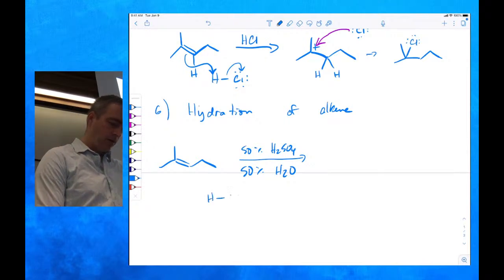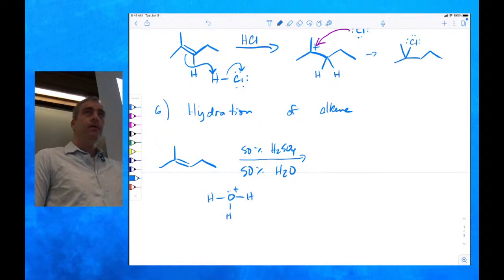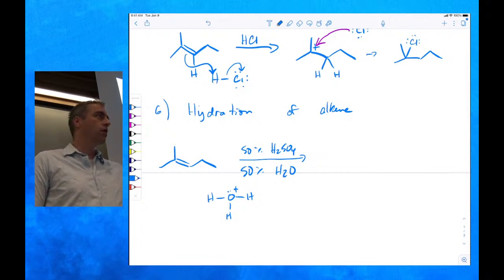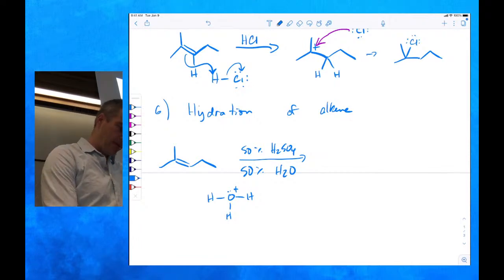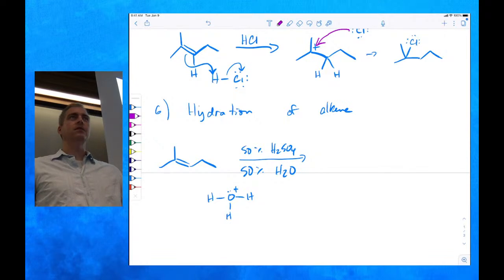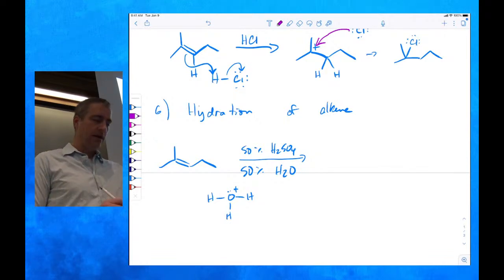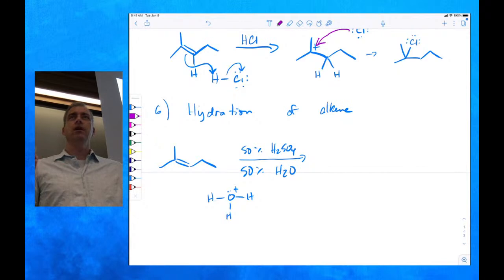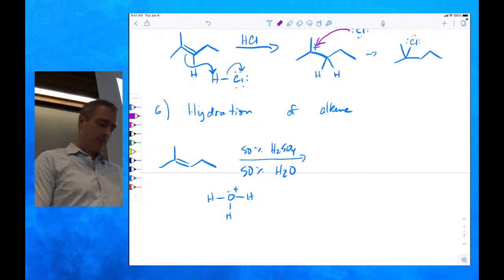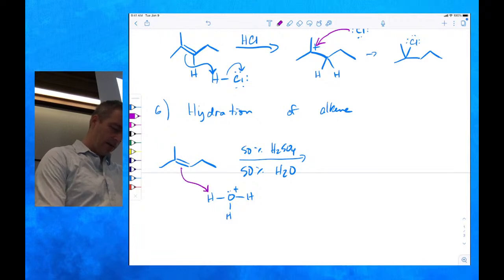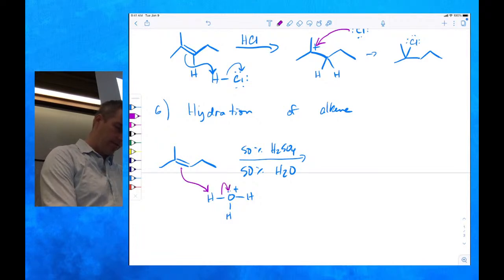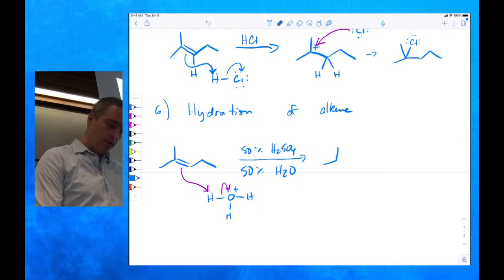I'm going to draw this over here. So we have our hydronium ion there. And then what happens is we have a strong acid. It's going to transfer a proton to the alkene, and it's going to end up with the hydrogen on the less substituted side because that gives the better carbocation. It's going to look like that. Proton transfer produces this carbocation plus a molecule of water.